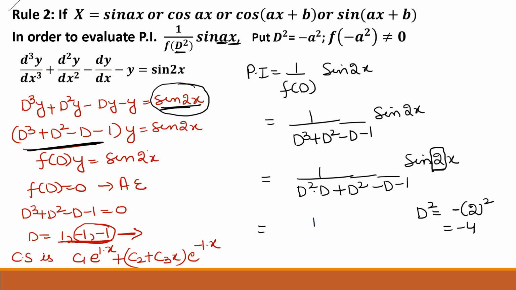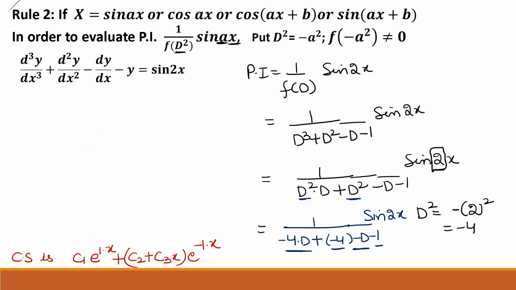So see, 1 over D square, here I am putting -4, D, plus this D square will again be -4, minus D minus 1, on sin 2x. Now let's see the next step. Just add this -4D with -D and -4 with -1. So we will get 1 over -5D minus 5 on sin 2x. We can take -1/5 common, so here you will get (D + 1) sin 2x.